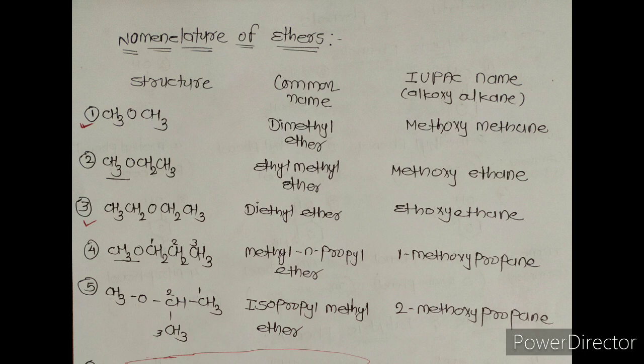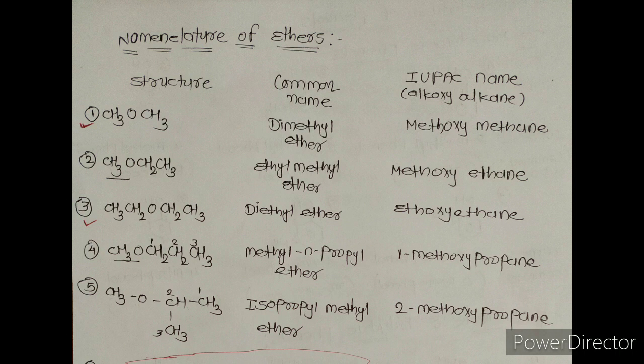Fourth compound, CH3OCH2CH2CH3. Here on the left side of oxygen a methyl group is present, and on the right side of oxygen a propyl group is present. If we are talking about its common name, as I said earlier, if three or more carbon atoms are there and it is linear, then we put n, which stands for normal. So the final common name of the fourth compound is methyl n-propyl ether. Here n stands for normal.